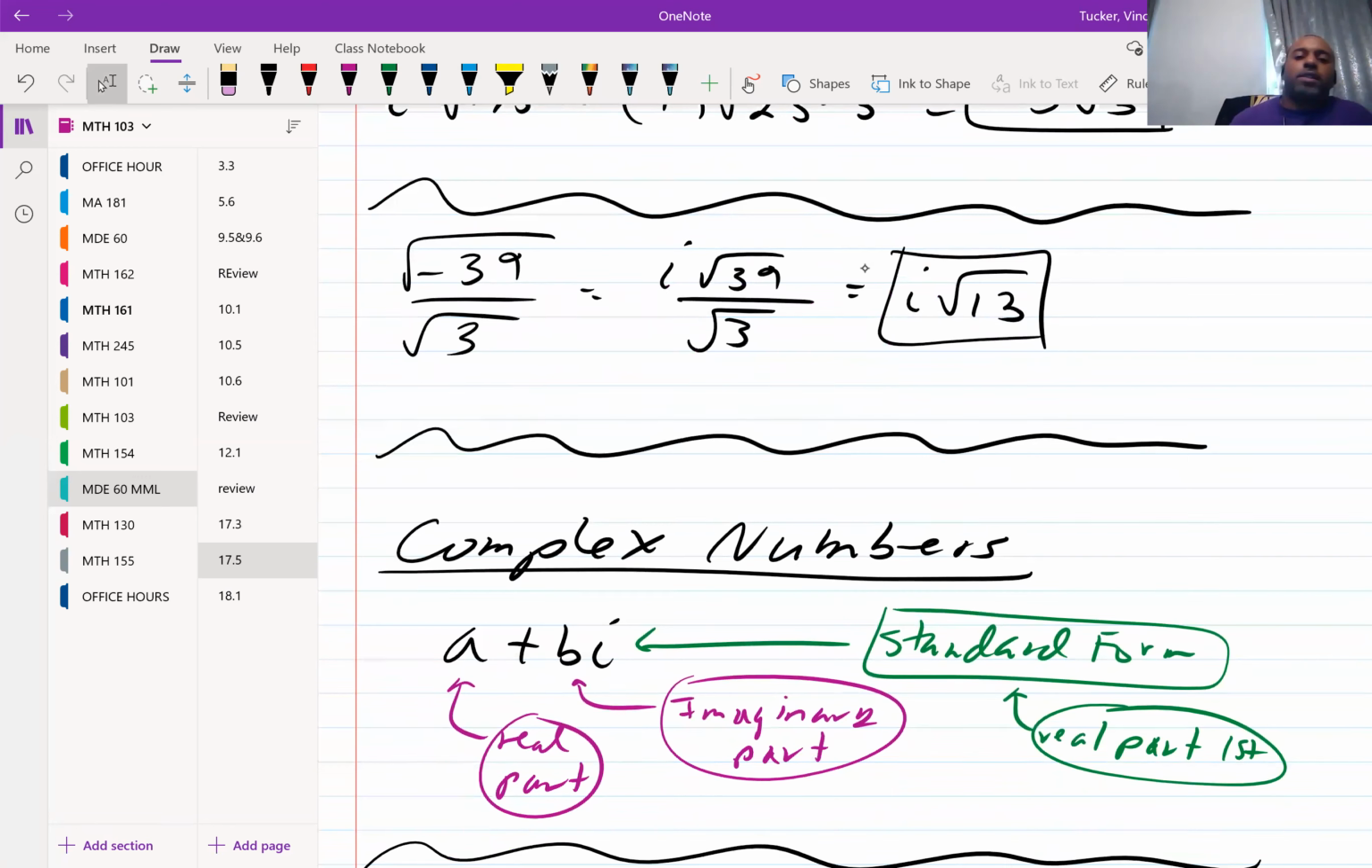All right, so that takes us into complex numbers, a plus bi, where you can have a real part and an imaginary part. They will mention what we call standard form. That just means you will write the real part first. So notice the real part and then the imaginary part.